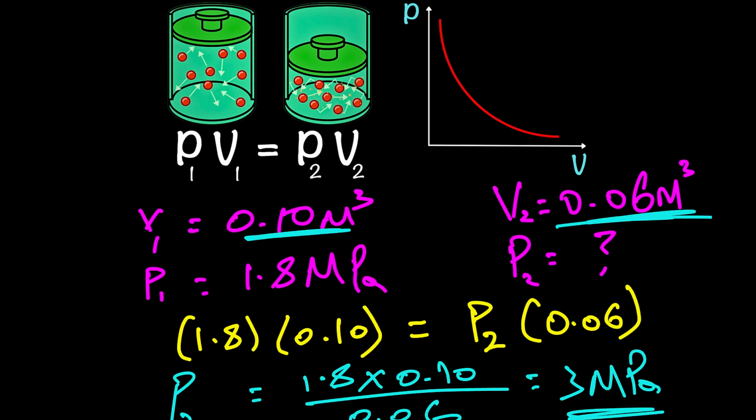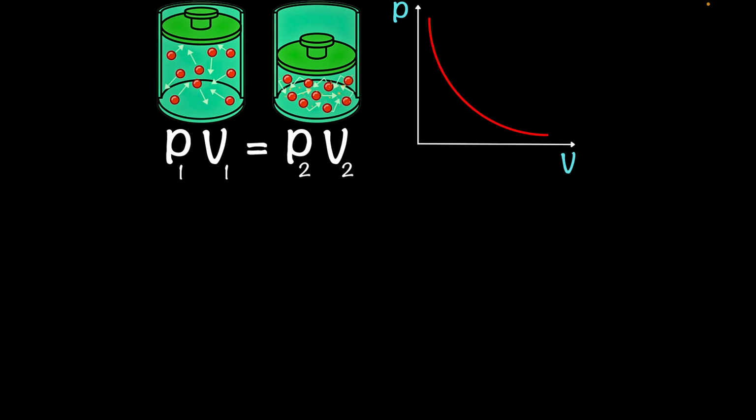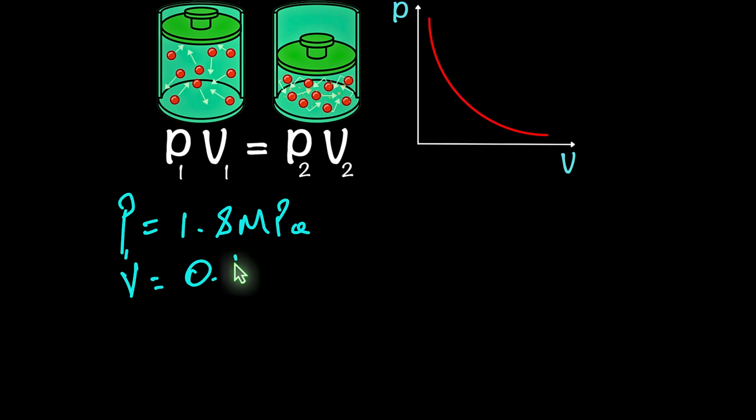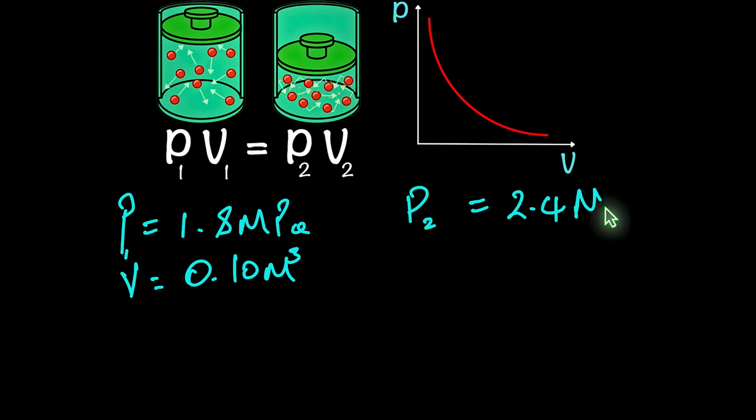So let's look at another condition then. So let's now say we have some initial pressure in our system. So we know what P1 is, in other words, and P1 is, let's say, 1.8 megapascals again. And we know the initial volume as well, which we're going to use our 0.10 cubic meters. And we now change our pressure for some reason to 2.4 megapascals, and we need to now find out what that new volume is in relation to that change in pressure.